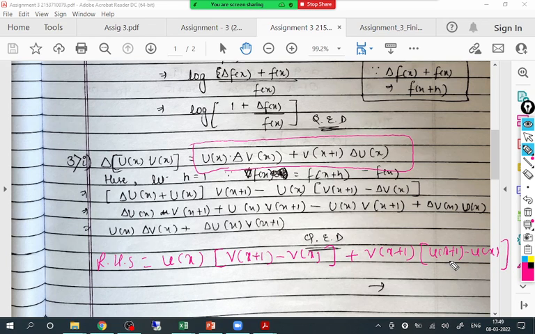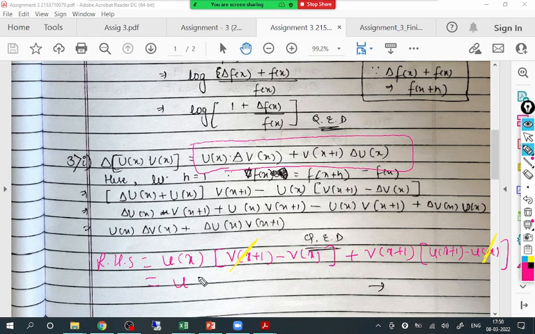Now we have to simplify this and check which term gets cancelled. Ux into Vx plus 1, this first term, Ux into Vx plus 1, will get cancelled with this last term, Vx plus 1 minus Ux. The first and last term get cancelled. I hope it is clear. So this is minus Ux Vx, and this is what is required. Now you got the answer.